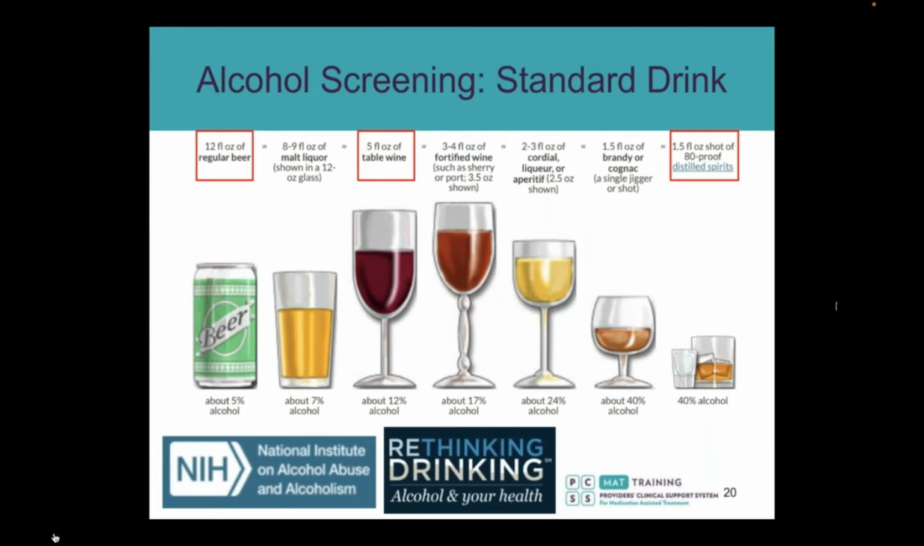If you can keep those in mind when patients are talking about the number of drinks that they have, for the most part, you're in good shape. As you'll see here, though, there are some other types of wine that patients drink that have different percentages of alcohol and are often consumed in different quantities.